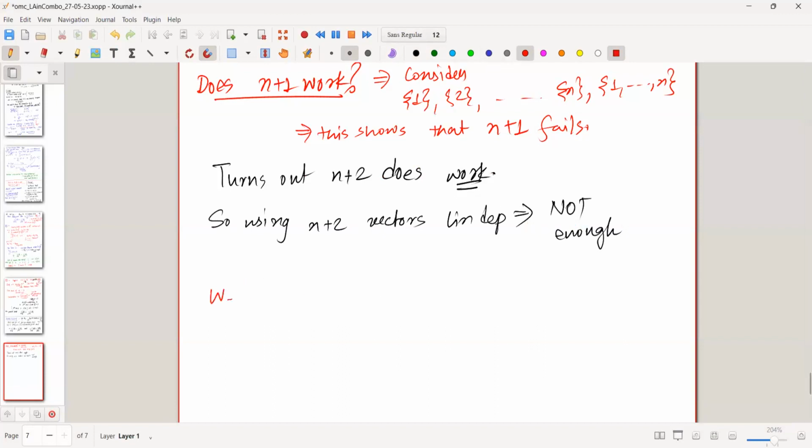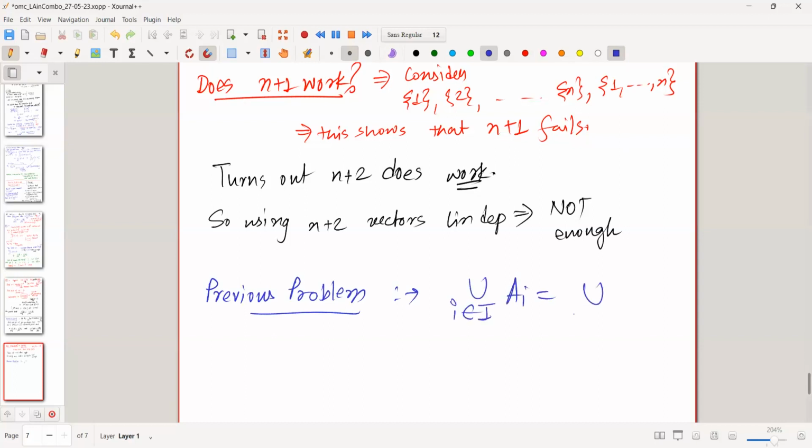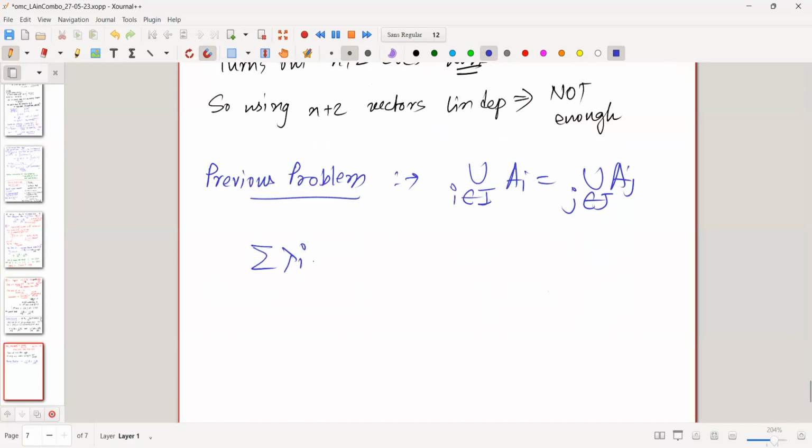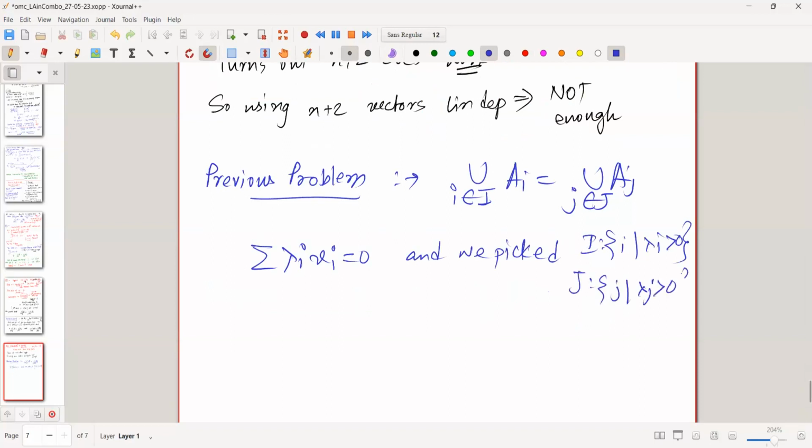Think about it. In the previous problem, we needed the union over i in I of A_i to equal the union over j in J of A_j, right? What we did was we had the summation of lambda_i v_i equals 0, and we picked I to be those i such that lambda_i is greater than 0, and J to be those j such that lambda_j is less than 0. So now what can you do?